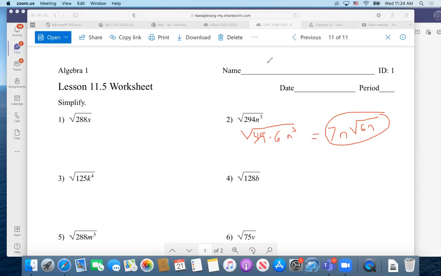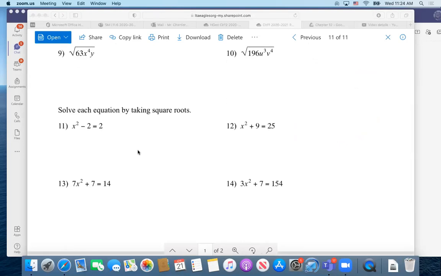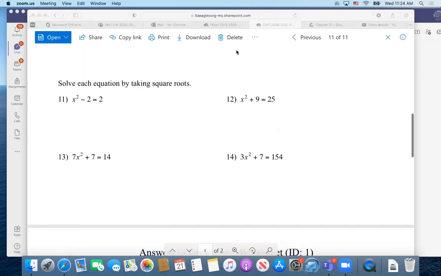Okay, what were your other questions, Haley? 11 through 14. All right, 11 through 14 are the equations. Now remember, we're just going to solve it the way we normally solve one. Pick one. Let's do number 13. The 14 is a little bit harder, but we'll do 13.